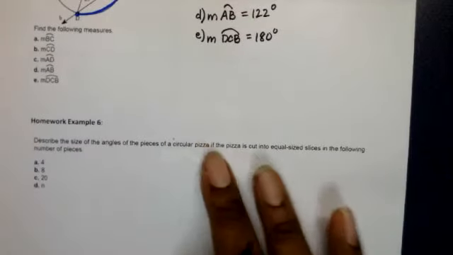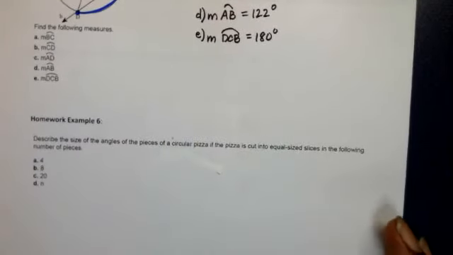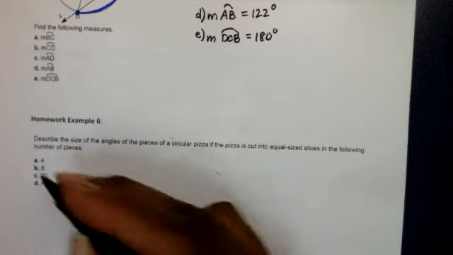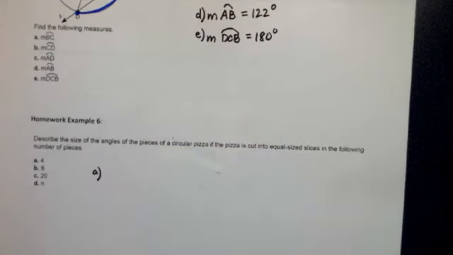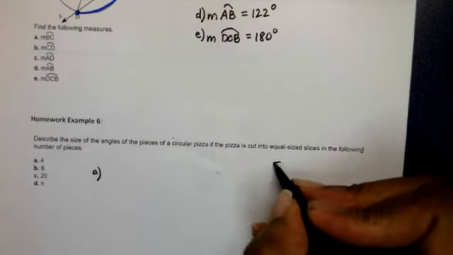All right. Now let's look at homework example number 6. Describe the size of angles of the pieces of a circular pizza if the pizza is cut into equal size slices in the following number of pieces. Starting with part A, which is 4. Now let's think about this, a circular pizza.